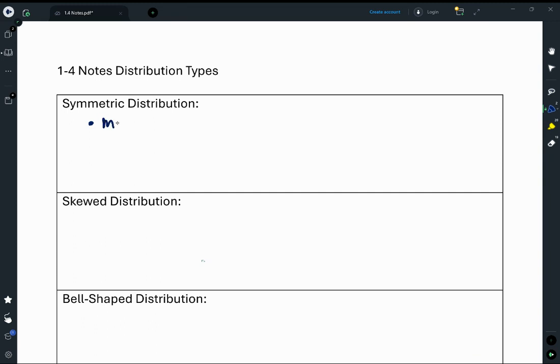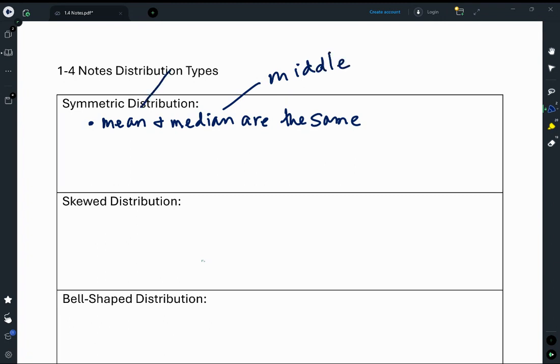So mean and median are the same. So remember, the median is the middle. So you line up all your data and you're just identifying the middle number. And then mean is what we think of as an average when we add them all together and divide by how many there are. So the mean and the median will be the same when it's symmetric, and it has a line symmetry.